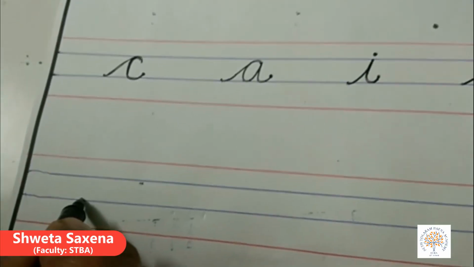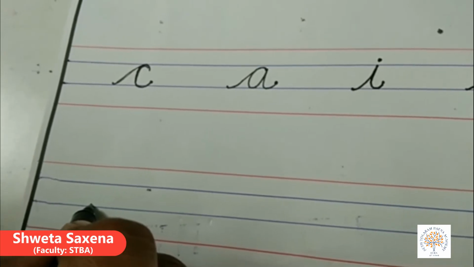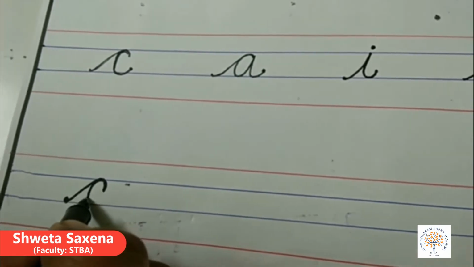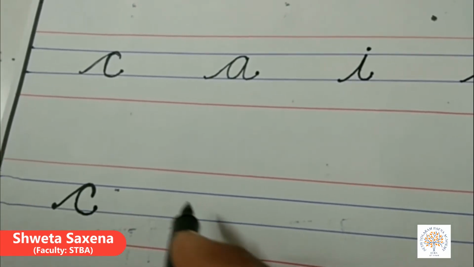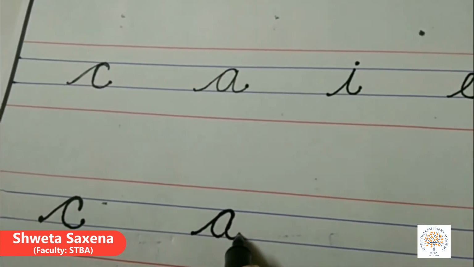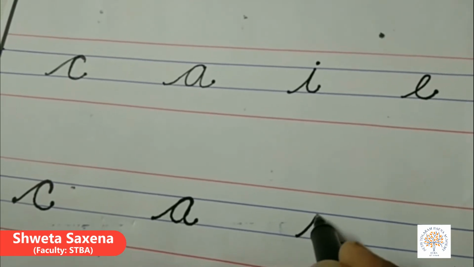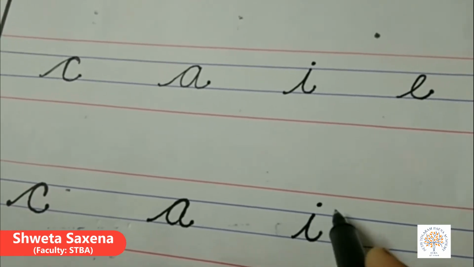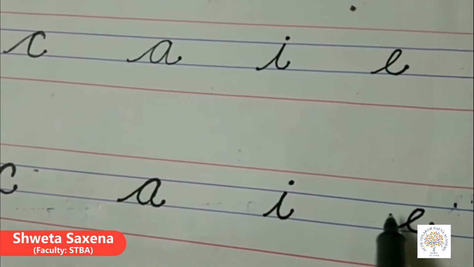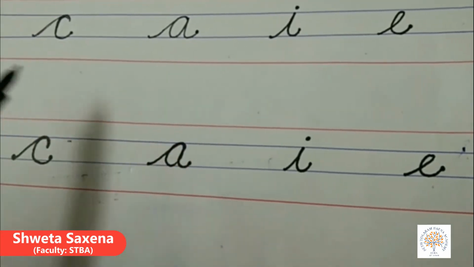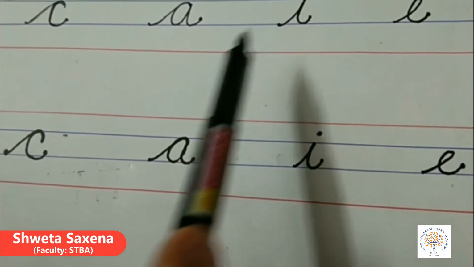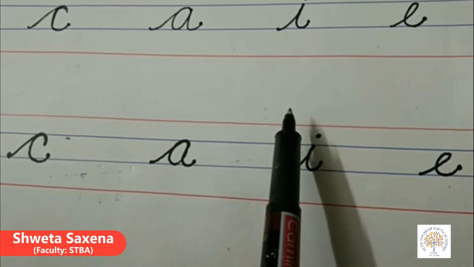Look one more time and repeat. C, A, I and E. Students, these are the small cursive letters. Practice it again and again.